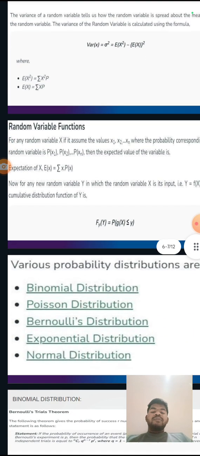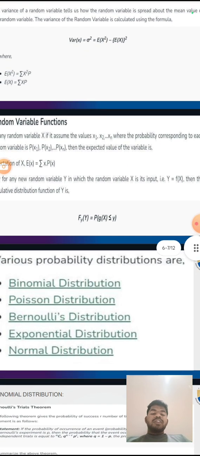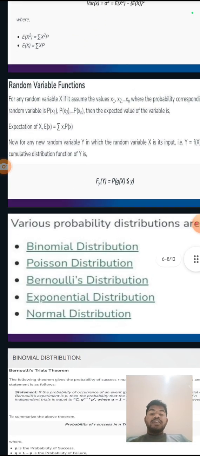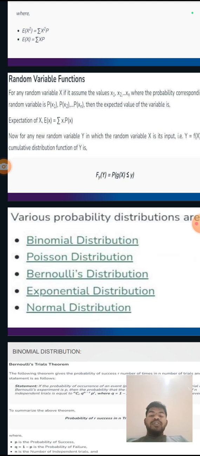Now for any random variable y which takes the random variable x as input, that is y equals f of x, the cumulative distribution function of y is P of f of x less than or equal to y.